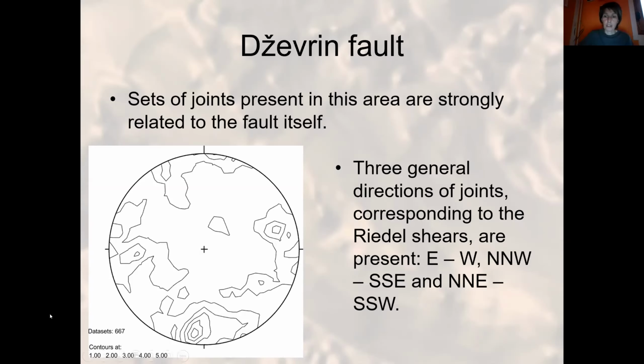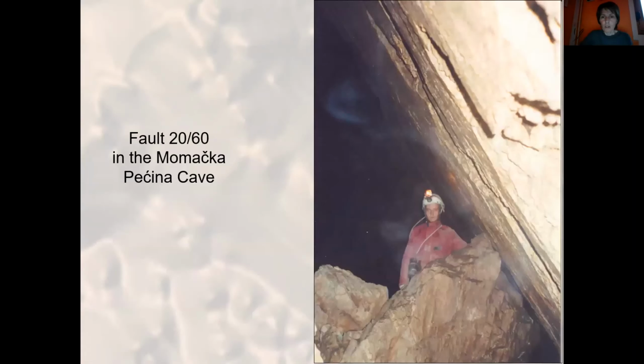And on the other hand, along the main movement, there are not so many, it's not so visible, and not so many visible faults, but they are generally the dominant in terms of significance. And this is one of these faults in the Momačka Pećina, which is well, quite impressive. Not so many of these.